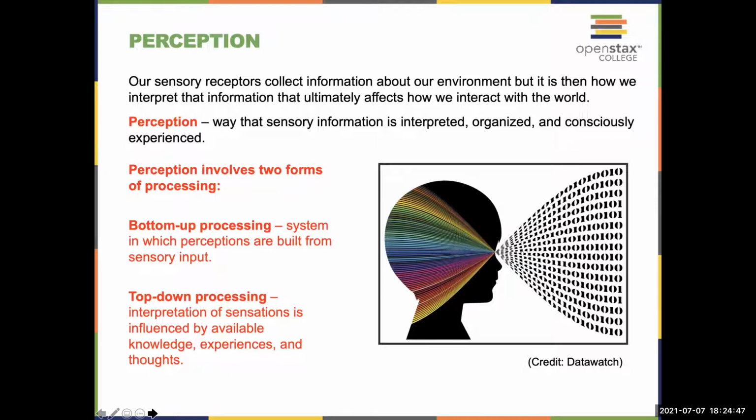So there's bottom-up processing. Bottom-up processing is the system in which perceptions are built from sensory input. In other words, sensory information comes in and is distributed, right? And then top-down processing is the interpretation of the sensations through our knowledge, our experiences, and what we're thinking at the time, right? So bottom-up is more like an automatic kind of thing. Well, actually, top-down can be automatic as well, but top-down really involves our thinking about it, our knowledge and experience. The sensory information comes in, goes through different parts of the brain, and then we respond or react to it. Now, obviously, this is happening very, very quickly.